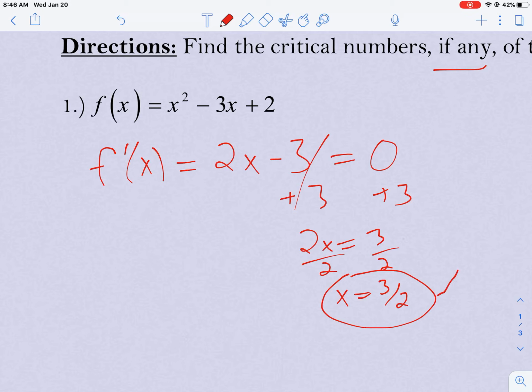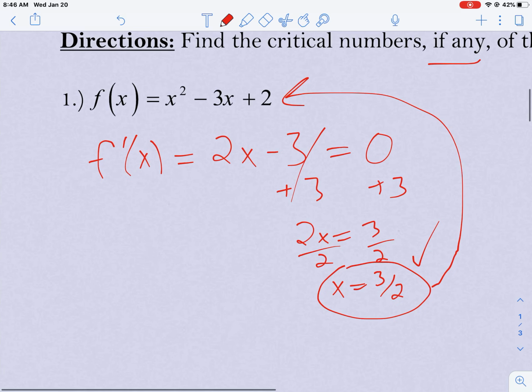And if I plug this x back in, it does not make the function undefined, because polynomials are defined everywhere. So this is a critical number, x equals 3 halves. Now, to find the point, you would plug in for y.